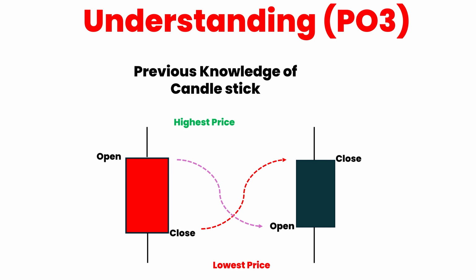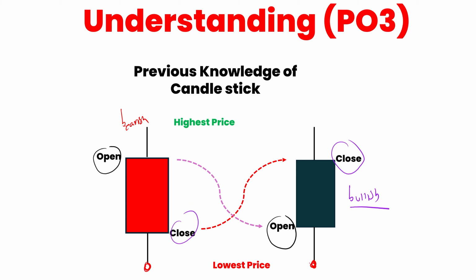So let's move on. To understand the power of 3 easily, guys, you have to understand that we have 2 candlestick patterns. We have the bearish, and then we have the bullish here. From here, you have to understand the open of each candlestick, and then the close of each candlestick. The same thing on both candlesticks is the lowest price and the highest price. It doesn't change. The only change is that the bearish candlestick opens at the top, and this one opens at the bottom.